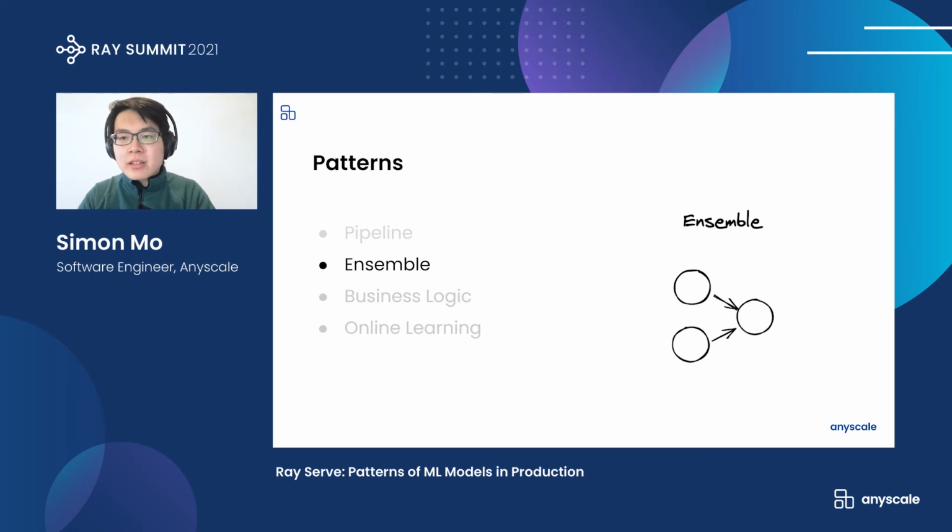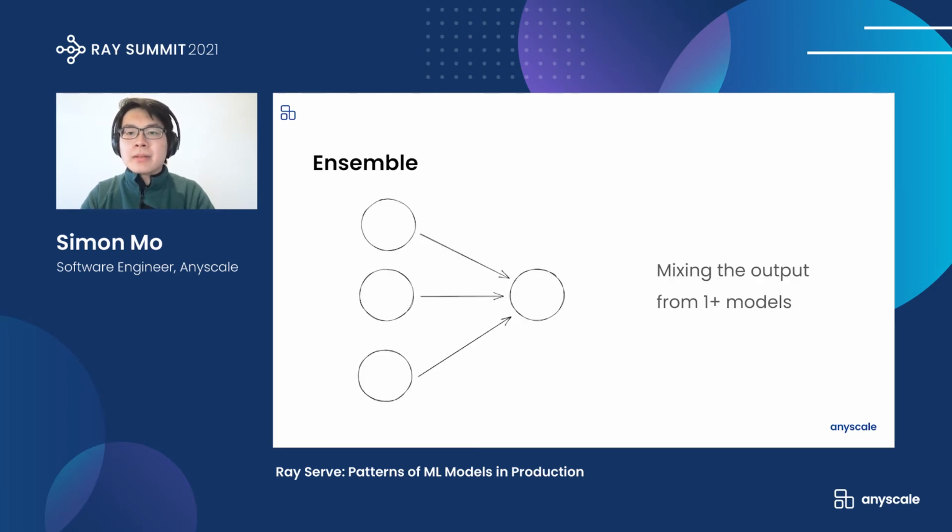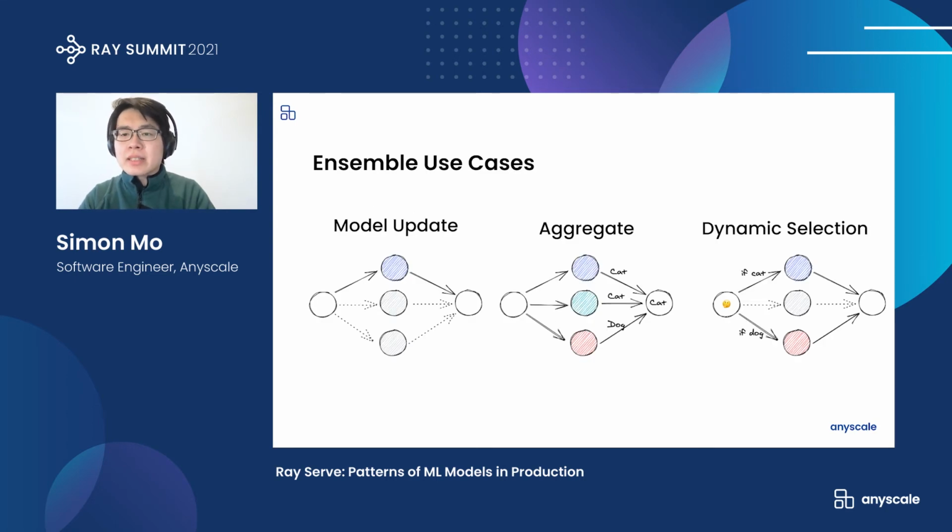Now let's switch gears a little bit. In many cases, pipeline is a good pattern to have. However, one limitation is that oftentimes there can be many upstream models for a given downstream model. This is where ensemble comes in. Ensemble patterns deal with cases of mixing output from one or more models. What are the potential use cases? I'm going to list 3 potential use cases here.